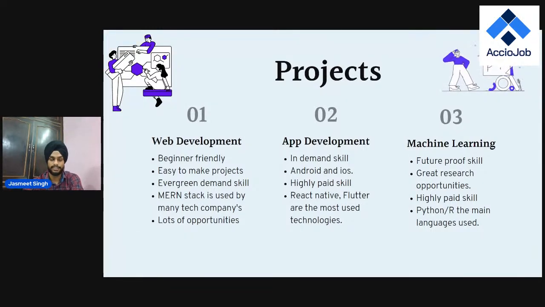As I said, web development is an evergreen industry, so there are lots of opportunities for it. In this modern time, every company is moving online, so they always require a web developer, right? So it's easy to get a job role if you are familiar with web development compared to the other two.